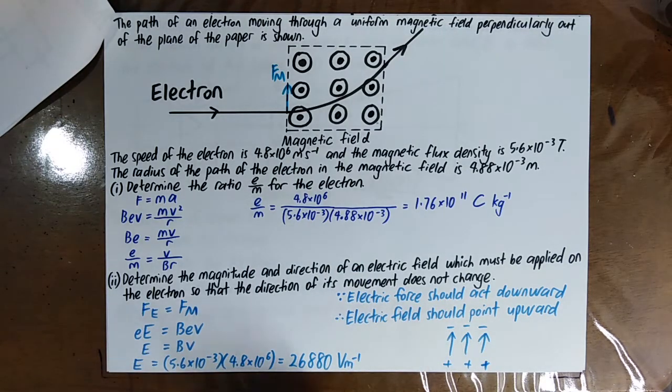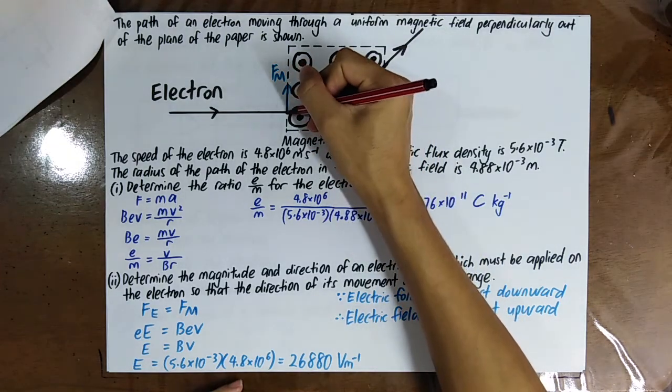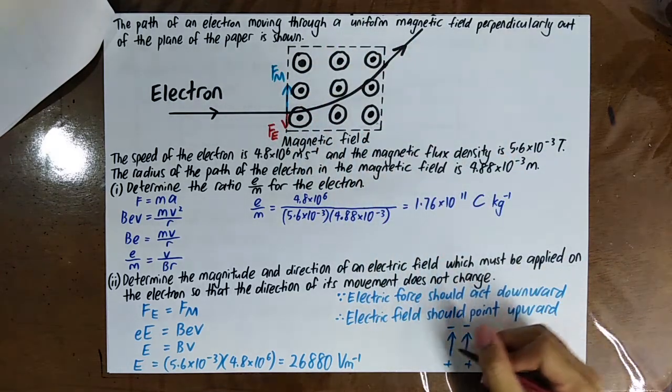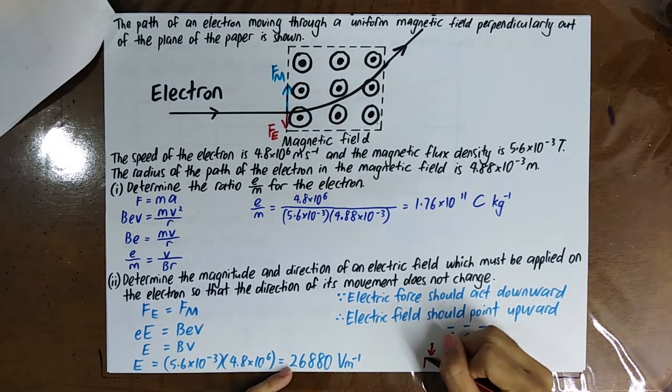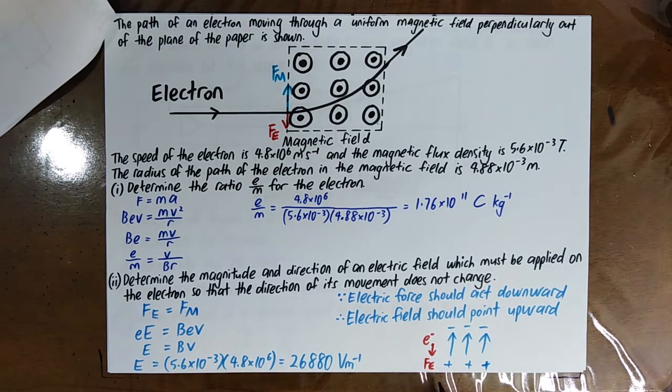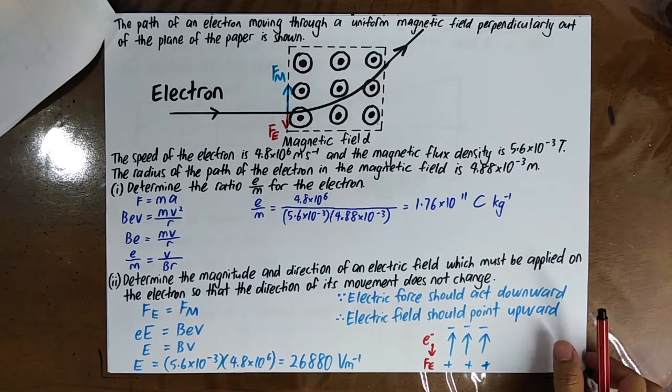And then if you want the direction of the movement of the electron to remain constant, you have to make sure that your electric force is in the downward direction. If you want your electric force to be in the downward direction, that means you want your electric field to be in the upward direction, because a negatively charged particle will tend to move to a region of higher electric potential. So your electric field should point upward, so that the electric force will point downward onto the electron.